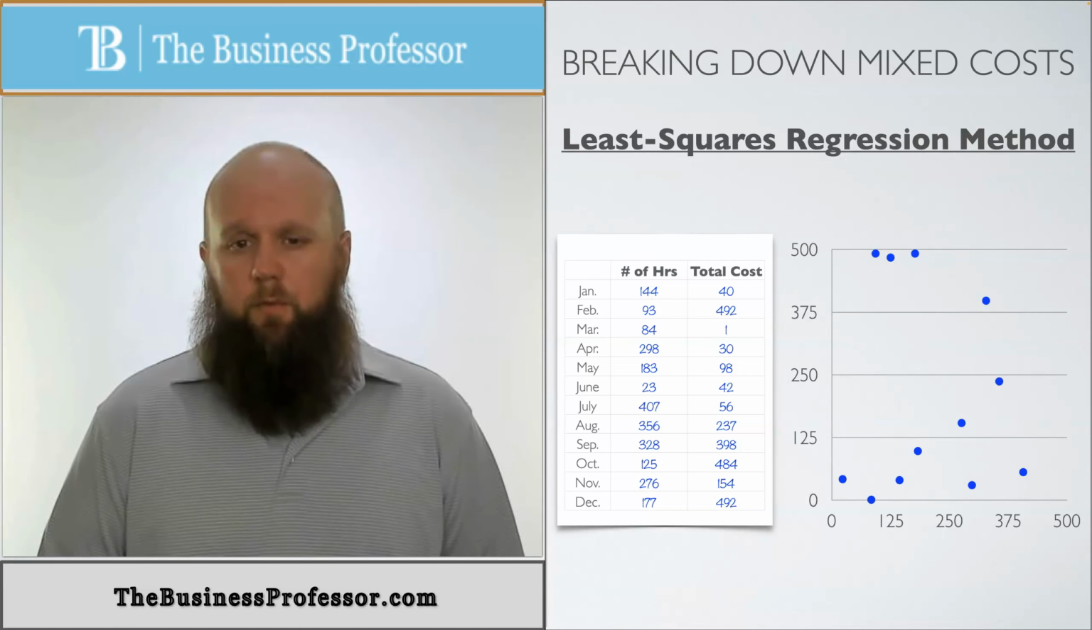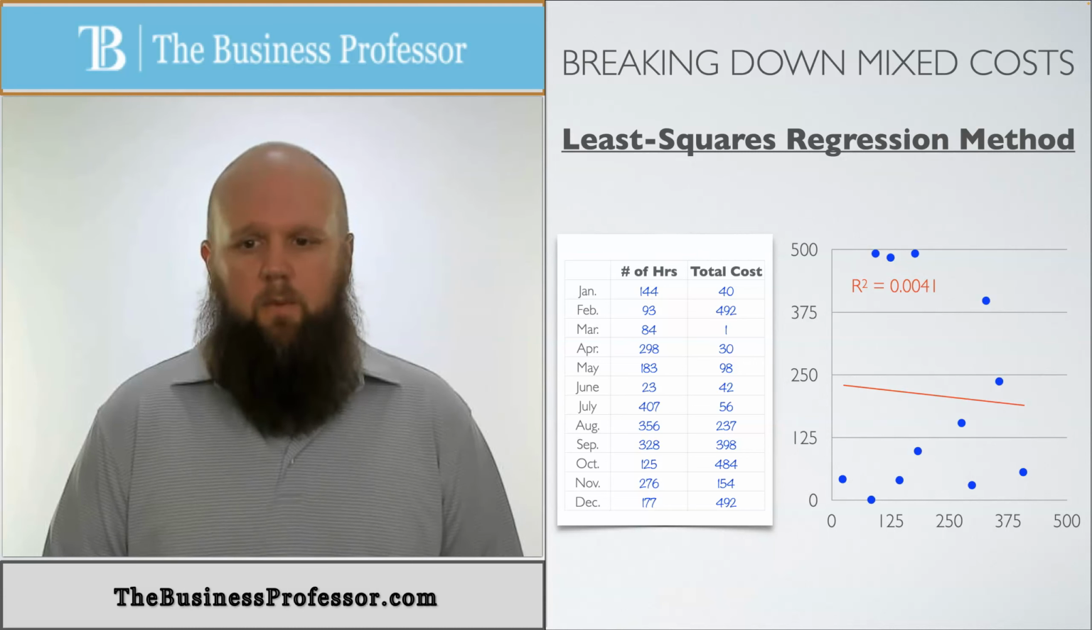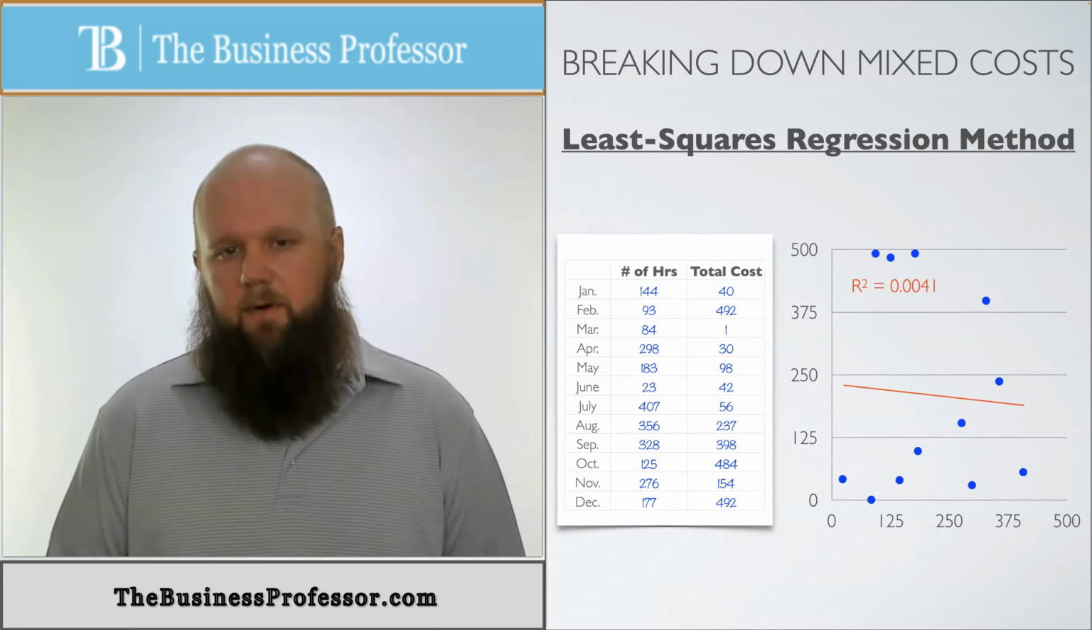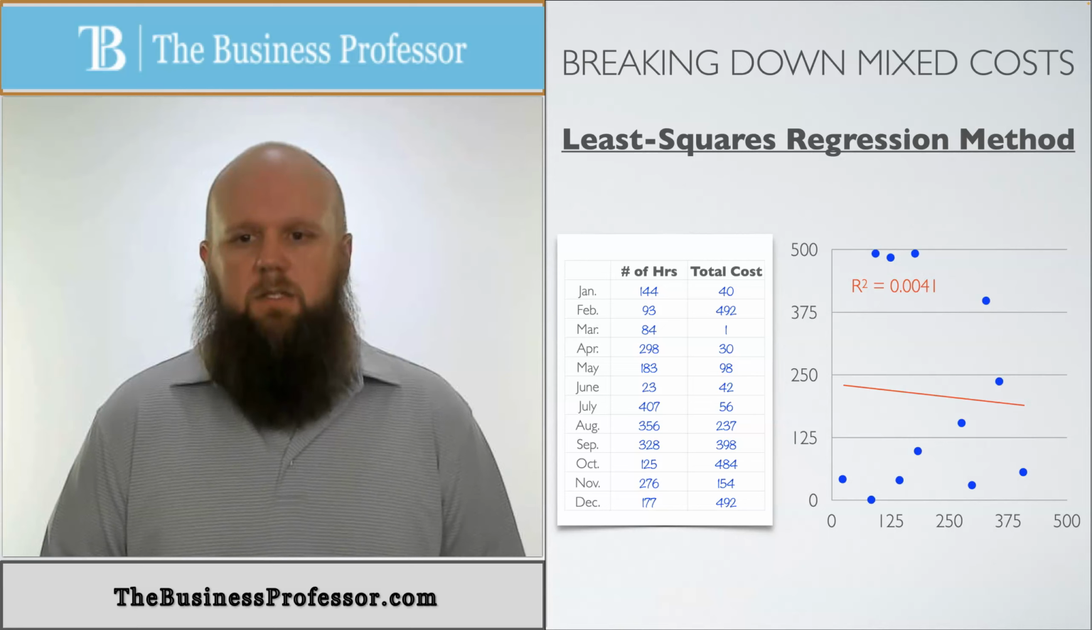As a matter of fact, if we were to run the least squares regression on this information, this is what our line would look like, and our r squared would be 0.0041, which would be terrible. And so you can't trust this data to follow that line for obvious reasons. So this is the least squares regression method.